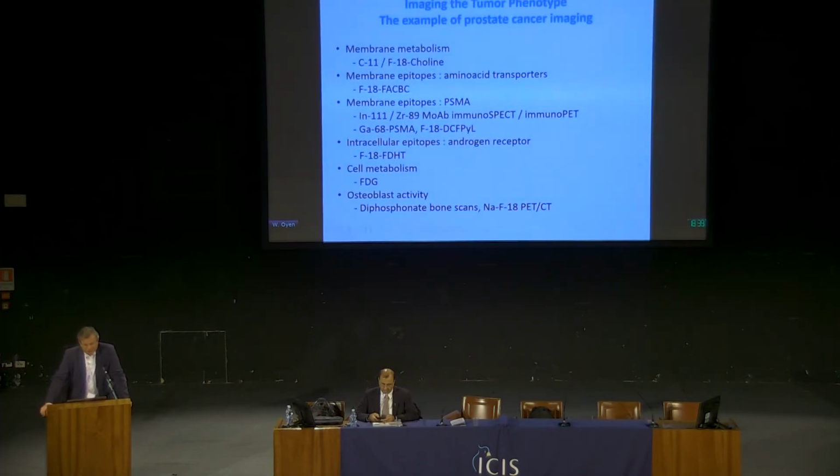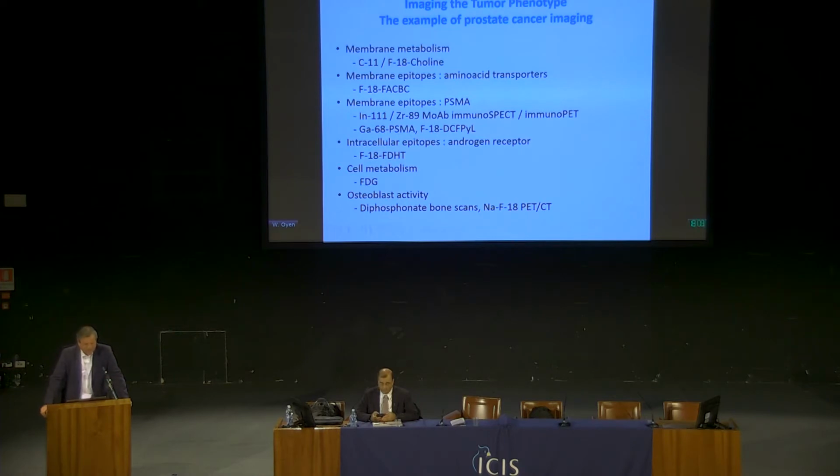Rod already touched on it. Let's say when you're imaging the tumor phenotype in prostate cancer imaging, you have a plethora of agents that are used, misused, not enough used, and it's quite confusing in that area of prostate cancer imaging which agents to use, because the literature is also quite confusing in terms of the pre-selection of patients that were entered into studies.